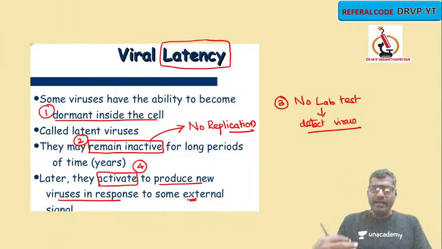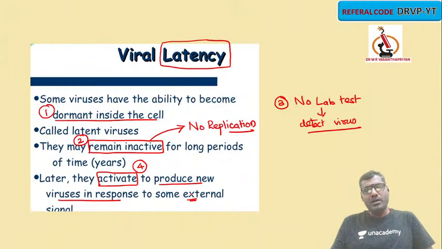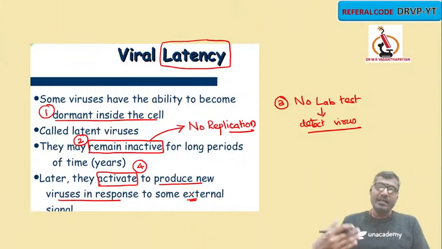For example, extreme temperature, heat or cold, some metabolic derangement, excessive physical exercise, or intramuscular injections, or it may be immunosuppression, or any other further microbial infection. These are the important stimuli by which the virus will be activated again to make a new presentation. That is the fourth point.